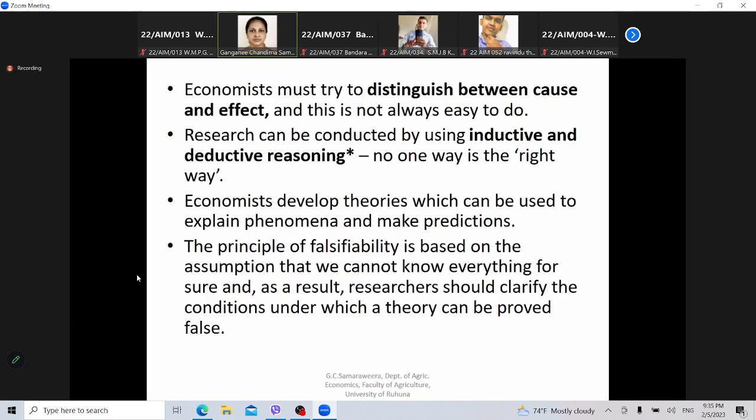Economists may think they are distinguishing between cause and effect carefully. But sometimes it's not always easy to do. Sometimes it's very difficult to understand the cause and effect. For example, our present economic crisis. Now we are in a very bad economic situation in the country. As a country, we all are suffering. But some are telling different causes for that. Politicians' problems, or mismanagement of the economy. Some people are stealing money. No planned activities in the economy. Many causes, but exactly what the cause is, is not known.